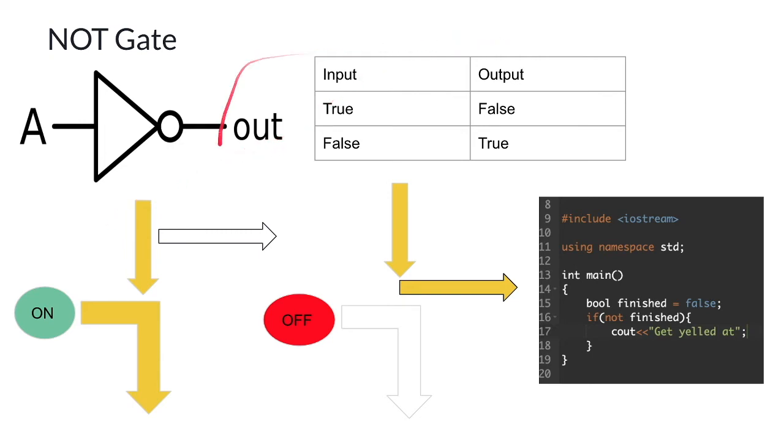If we look at this NOT gate table, we can see that when something is true, it returns false, and when false, returns true. We can see a code example over here where if you're not finished your food, you will get yelled at. However, if you are finished your food, then you will not get yelled at. So since finished is false and not false is true, you will get yelled at.